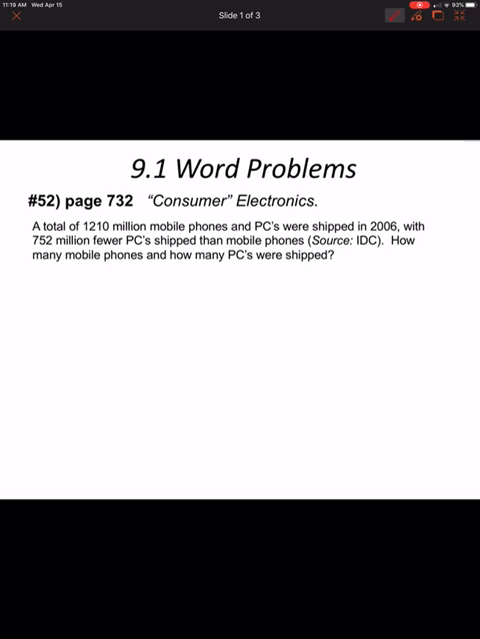So in a word problem, right, your first step is to figure out what are you looking for? What are your unknowns? What are you trying to find? So we want to know how many mobile phones and how many PCs were shipped out. So let's go ahead and assign that. So I'll let X equal number of mobile phones shipped.